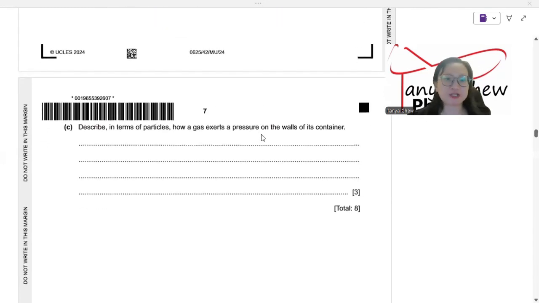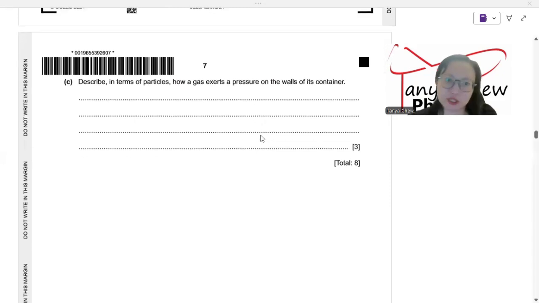Now, C, describe in terms of particles how a gas exerts a pressure on the walls of its container. I just want to tell you that this type of question is super duper important. How the gas exerts pressure, that is super duper important. All this while, the marks given is always 3 marks. Now, I will explain in a more detailed manner.